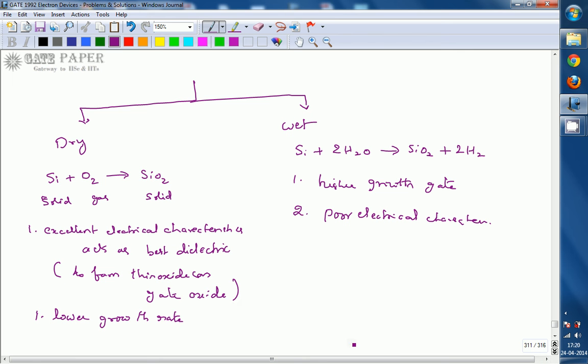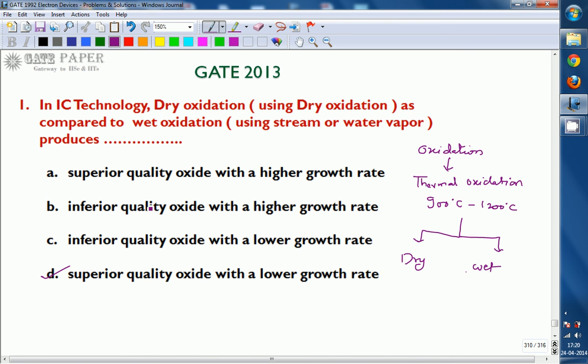So the right option for us is that dry oxidation as compared to wet oxidation produces superior quality oxide, with excellent electrical characteristics, with a lower growth rate. So the right answer is D.